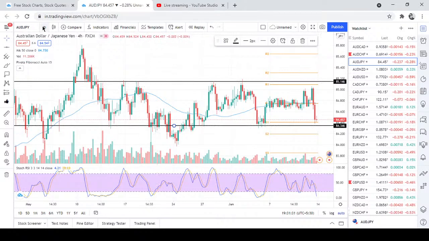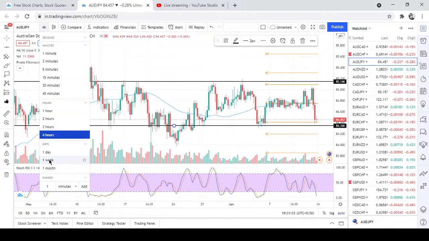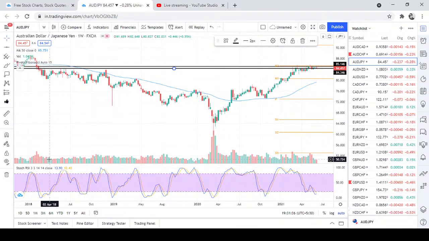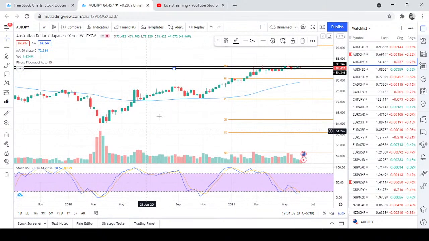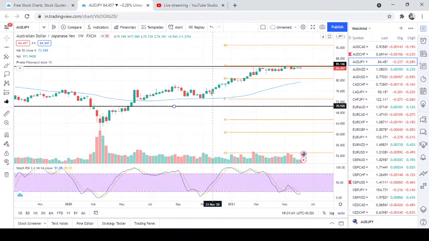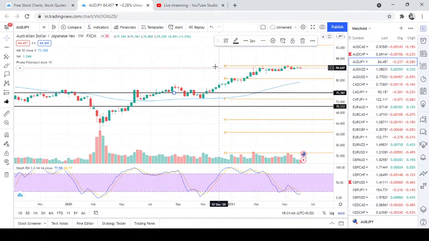Now let's switch to the 4 hours time frame and see what the chart is telling us. Things have changed a little bit. When we switch to the 4 hours time frame on the AUD JPY chart, we can see that overall the trend of the market is very bullish. But we have a strong resistance here, and we can see that the market has been trying to cross this resistance since 15th May. So for the last 2 months, the market is struggling to cross this resistance.